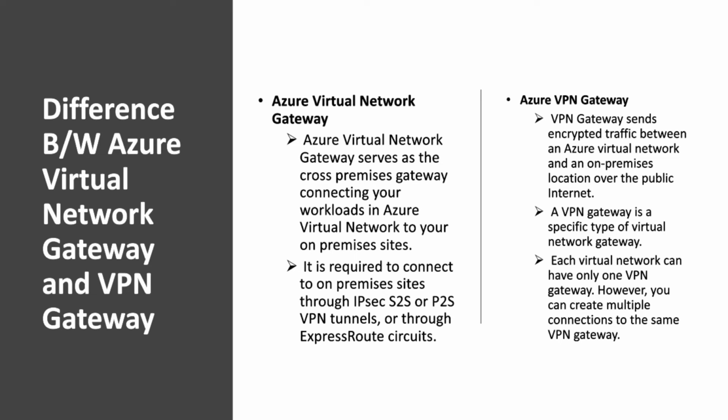Now let's come to what is Azure VPN gateway. Basically, a VPN gateway sends encrypted traffic between an Azure virtual network and an on-premise location over the public internet. With the help of Azure VPN gateway, we establish a tunnel over the internet so we can transfer our data in an encrypted format. A VPN gateway is a specific type of virtual network gateway. So we can say a VPN gateway is also a kind of virtual network gateway itself.